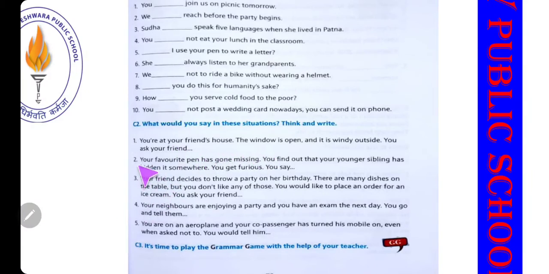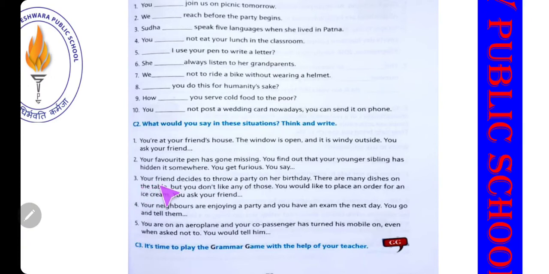Okay. Second one, your favorite pen has gone missing. You find out that your younger sibling has hidden it somewhere. You get furious, you say. So what happens? Your favorite pen is missing. You found out that your younger brother or sister has hidden the pen somewhere. Now you get very angry, and you say to your sibling. So you are going to write what you are going to speak to your sibling.